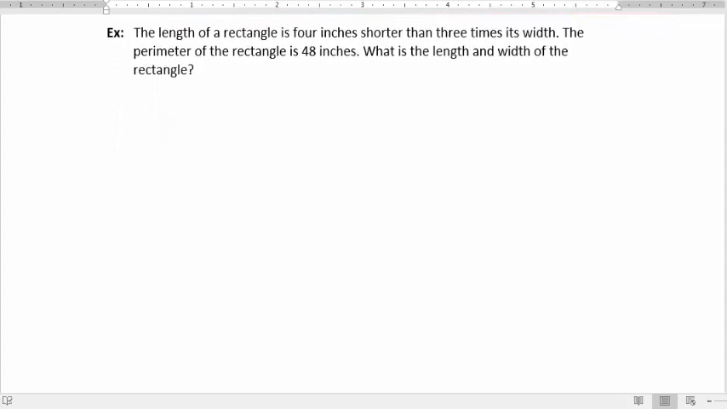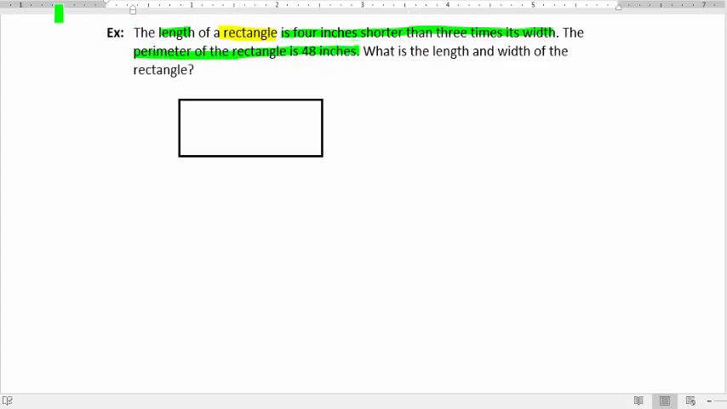So that's the one. And then the other one is one that you can basically set up like a picture for, because it's a rectangle, right? So the minute you see rectangle, what you should just do is draw a rectangle. So there's my rectangle, and I know the length is 4 inches shorter than 3 times the width, and the perimeter is 48 inches. So that's really like your two equations if you want to write it formally.